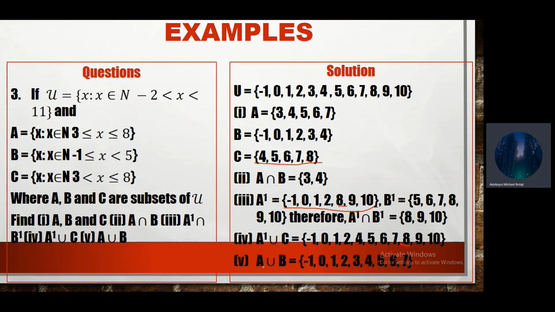Is that okay? And also A union B means joining the elements of A and B together. You see, these are the elements of A, these are the elements of B. Joining them together gives us -1, 0, 1, 2, 3, 4, 5, 6, and 7. Is that okay? I'm sure you all understood these questions.